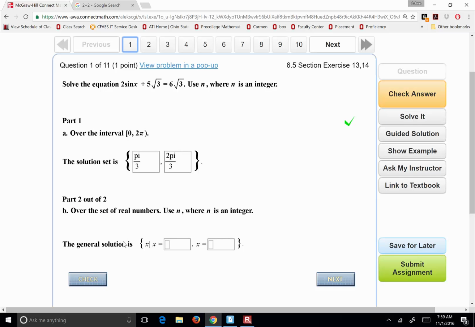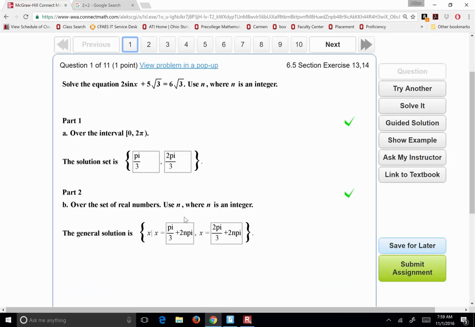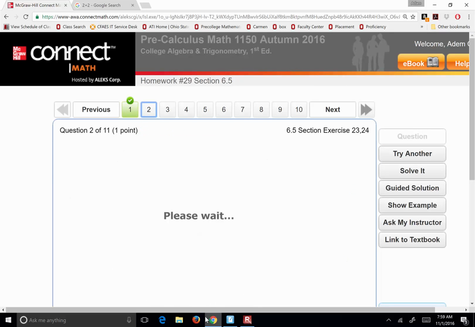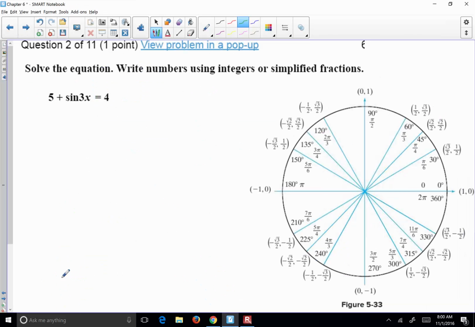Next, we need to put down the general, entire set of solutions, which are pi over 3 plus 2n pi, and 2 pi over 3 plus 2n pi. You can use the regular pi symbol or type it in as I did. Okay? Any questions? So far so good? Because this is easy, just a single trig function with numbers around it. It was easy to get it ready for the final stage.